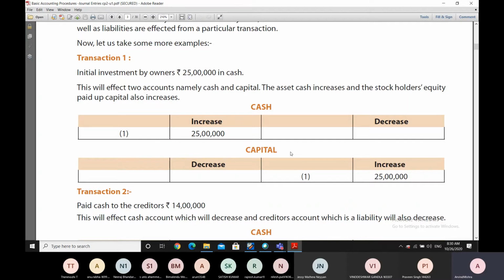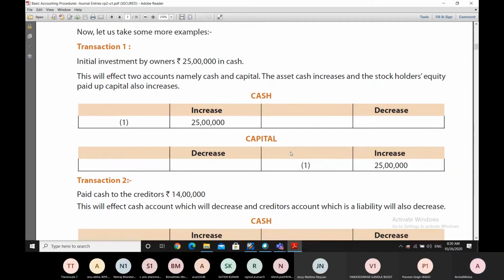Now, this question is asked, why do we put the decrease in the capital account on the left hand side, and why do we put it on the right hand side in the cash account? Because the cash account is an asset account. We know that liabilities plus capital should be equal to assets. So therefore, whatever we do with liabilities or whatever we do with capital, we have to do the opposite with the assets.